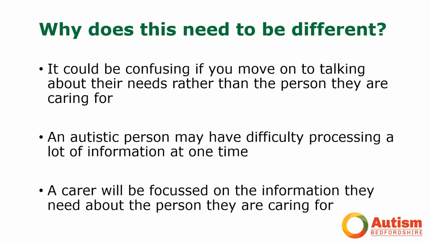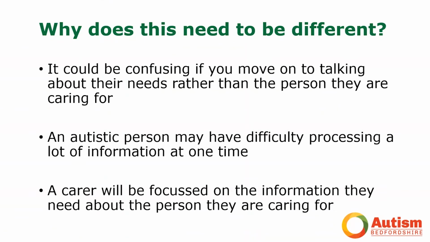So again, why does this need to be different for somebody who is autistic? The reason for moving things to separate times, so that you are doing the carer's needs assessment on a different day to the needs assessment for the cared for person, is that it can be confusing if you are moving on to talking about their needs when their processing might still be on the cared for person. And so they might get jumbled up with who you were asking the question about. So just having it at a separate time makes it very clear that this time you are talking about them, and it is very different to the meeting that you've had maybe a week earlier when you're talking about the cared for person.